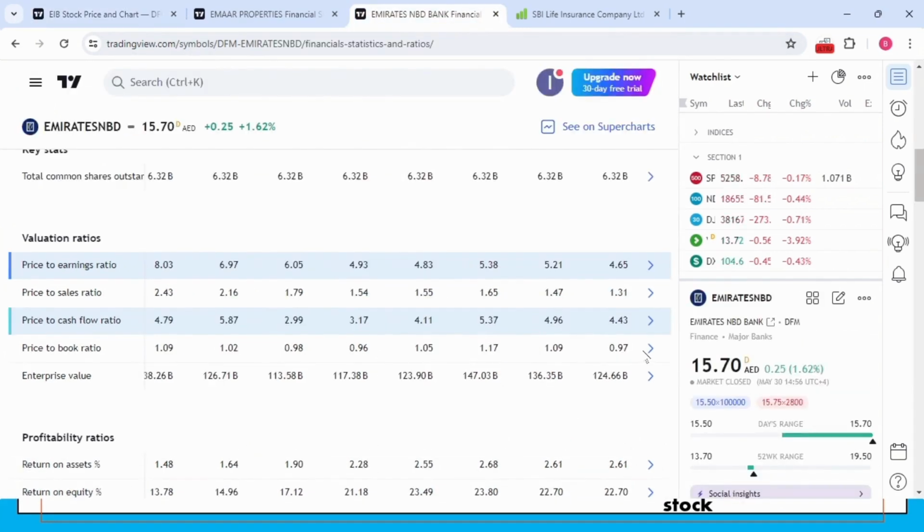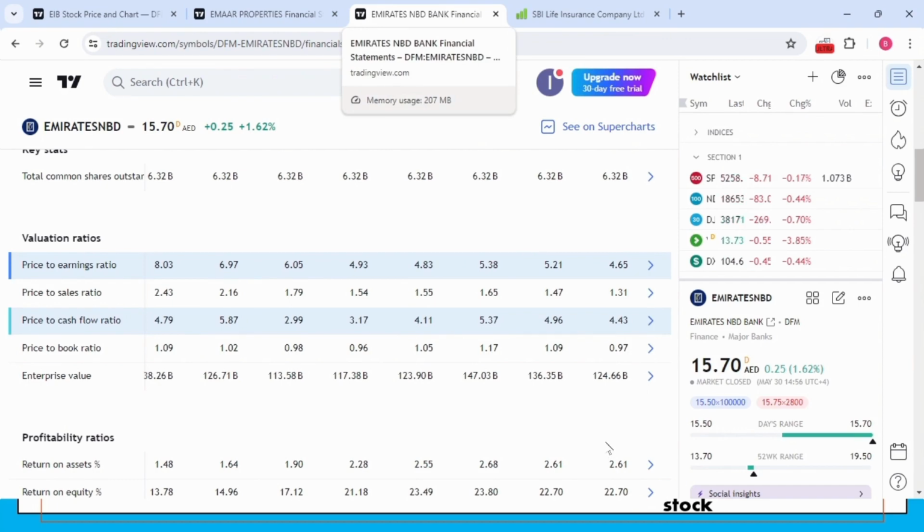Okay, Emirates Bank, we can check it, price to book ratio, that is 0.97, that is less than 1. Okay, we have to keep it for more than 1 for price to book ratio. Okay, and while you are comparing with return on equity, that is the decision you have to take.